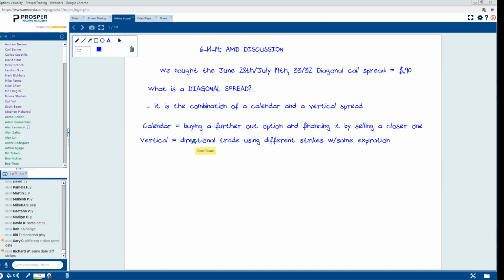Beautiful. Beautiful, Richard. Perfect. Gary, perfect. And Bill, perfect. That's exactly what I just put up. The combination of what you three just said is exactly, and David, what I just put up here. It's a directional trade using different strikes with the same expiration. You can have a vertical put spread if you're looking for a stock to move down. You can have a vertical call spread if you're looking for the stock to move up.